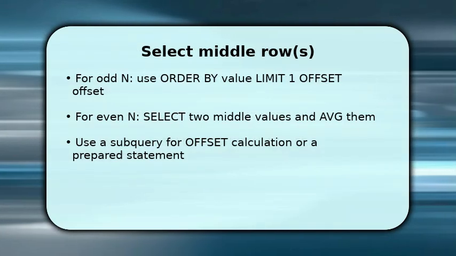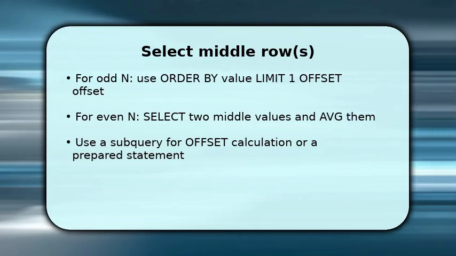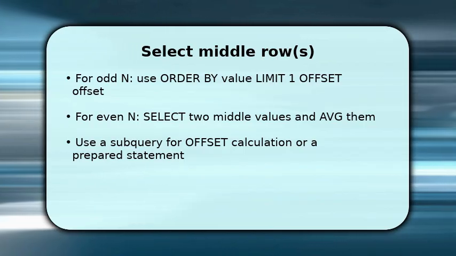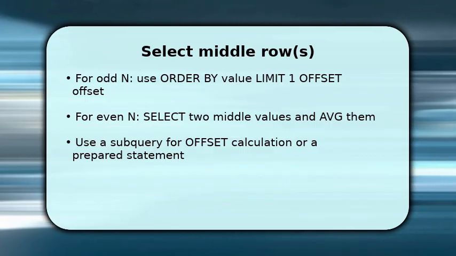Now select the middle value or values. If n is odd, perform SELECT value FROM measurements WHERE value IS NOT NULL ORDER BY value LIMIT 1 OFFSET, where offset is floor((n-1)/2). If n is even, fetch 2 rows, LIMIT 2 OFFSET floor((n-1)/2), and then compute AVG(value).